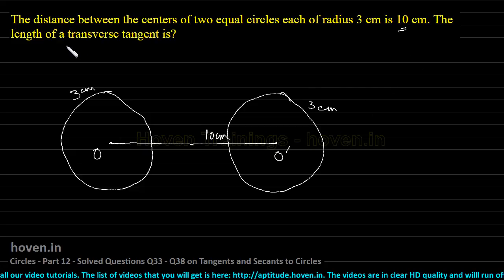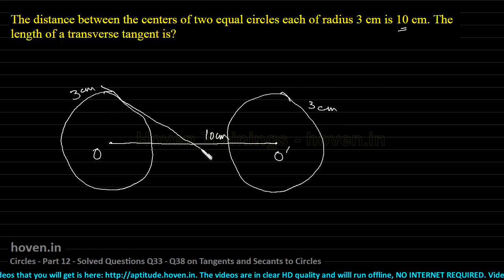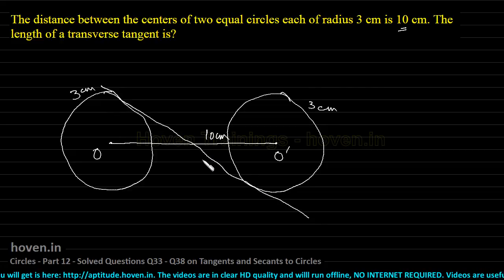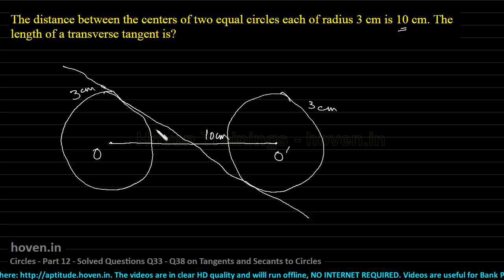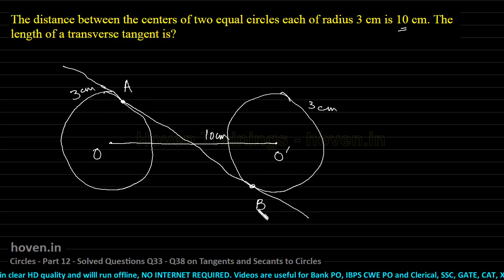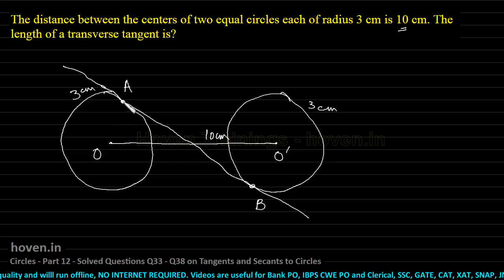The length of a transverse tangent is what? A transverse tangent is a tangent that will touch both the circles, like I have drawn. Let this point be called A, this point be called B. Then we have to find out the length AB.